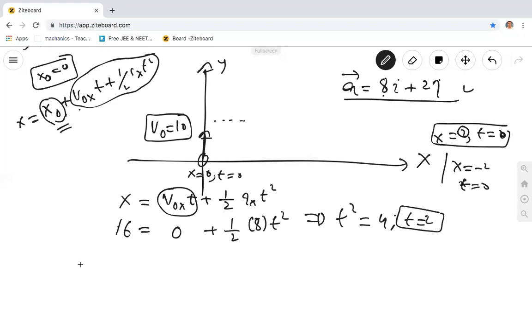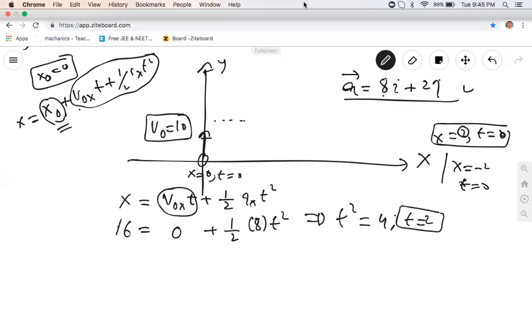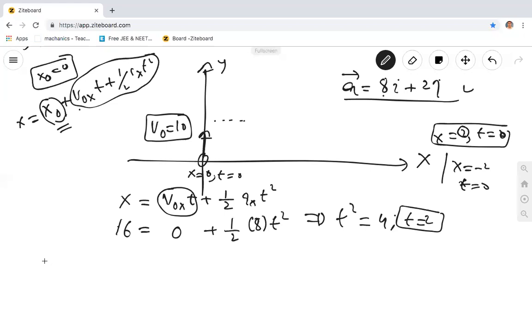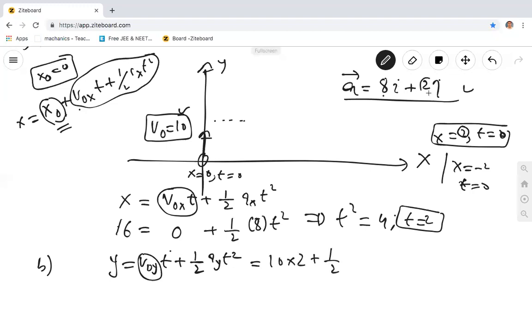Now what about the B part? What is the y coordinate at that time? Just write down the equation for the y coordinate, that is y is equal to v0y t plus 1 by 2 ay t square. Now what should you write for v0y? 10. 10 into 2 time plus 1 by 2. What is ay? 2. What is t square? 2 square.